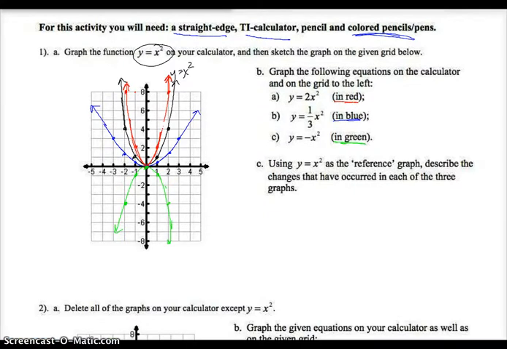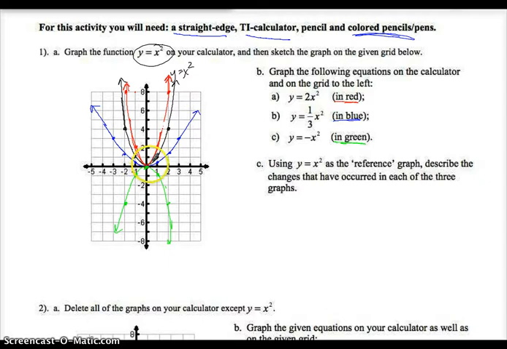Okay, so if you graphed it, notice it says graph the function y equals x squared on your calculator and also on this graph. So I did y equals x squared in black because that wasn't listed. So that's my traditional y equals x squared. It's a parabola. When you plug in 0, 0 squared is 0. When you plug in a 1, 1 squared is 1, 2 squared is 4.